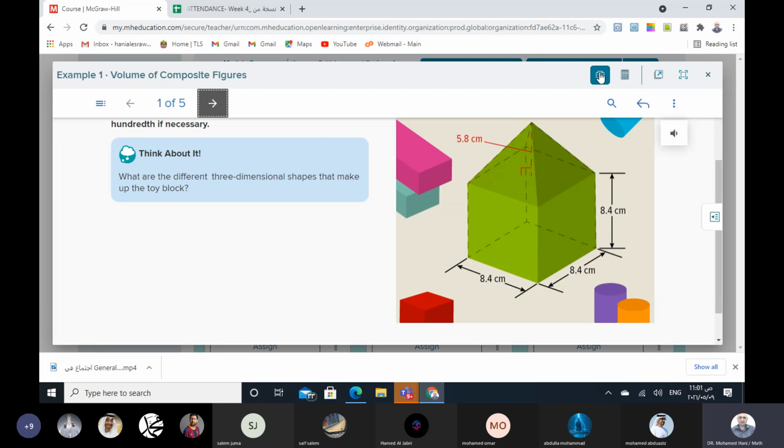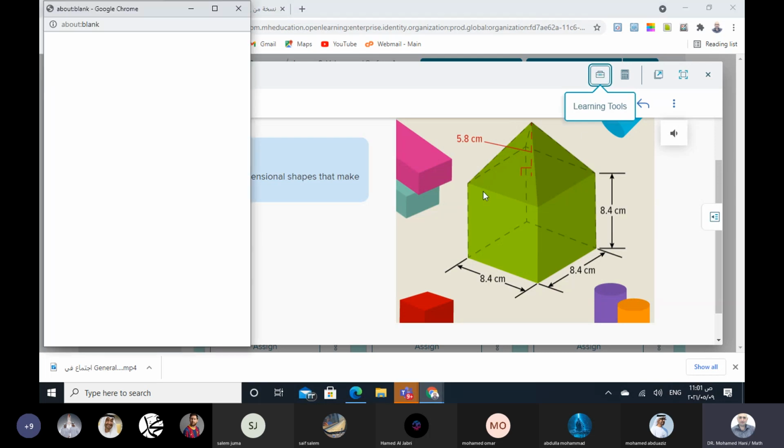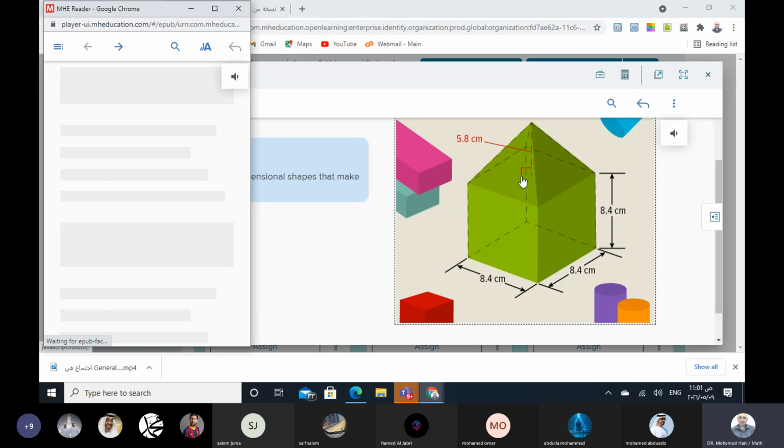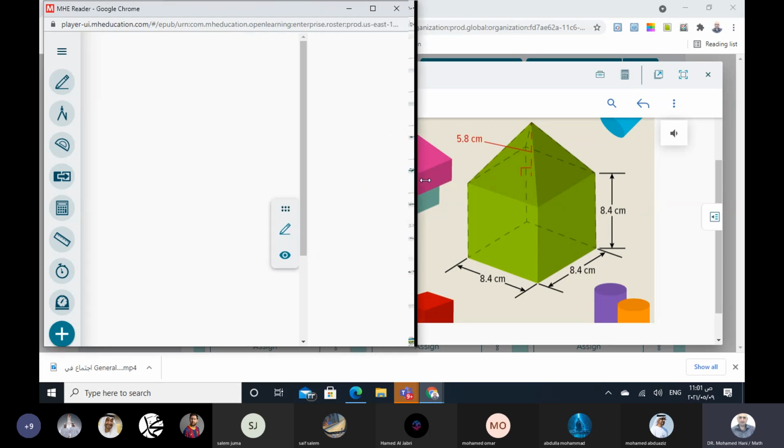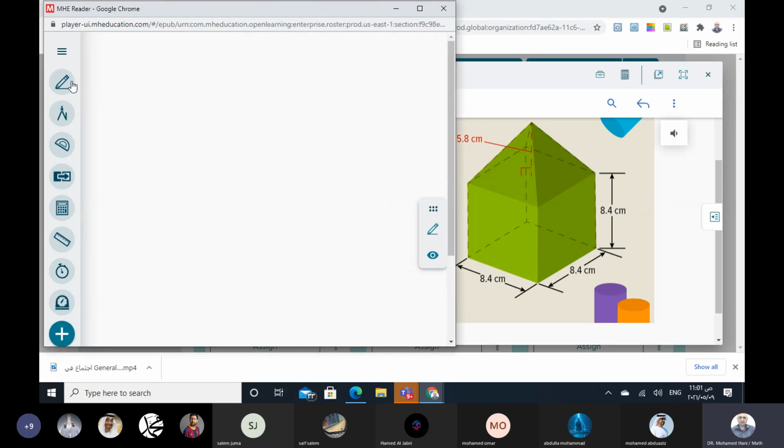So what do I do to find the volume? Find the volume of the cube down, then find the volume of the pyramid up, then add the two volumes to find the volume of the composite figure. So at first, find the volume of the pyramid up, represented by VP.